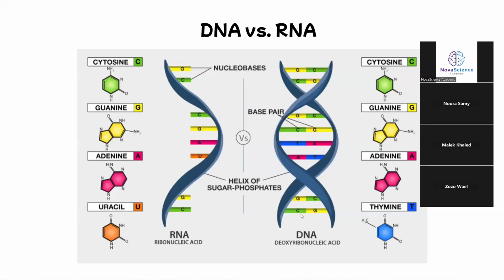One more difference is that if we look here, the nucleotides or the nitrogen base. I have here cytosine, guanine, adenine on both sides, but here in the RNA I have uracil, and in the DNA I have thymine. It is a very important and crucial difference between them. We will use this in the DNA replication and protein synthesis. We need to know the difference.